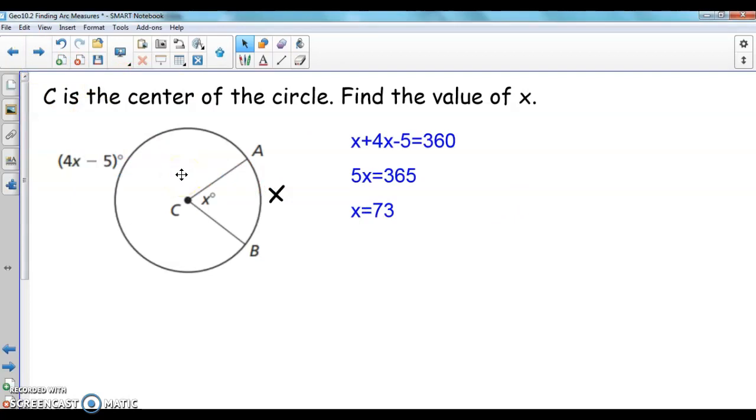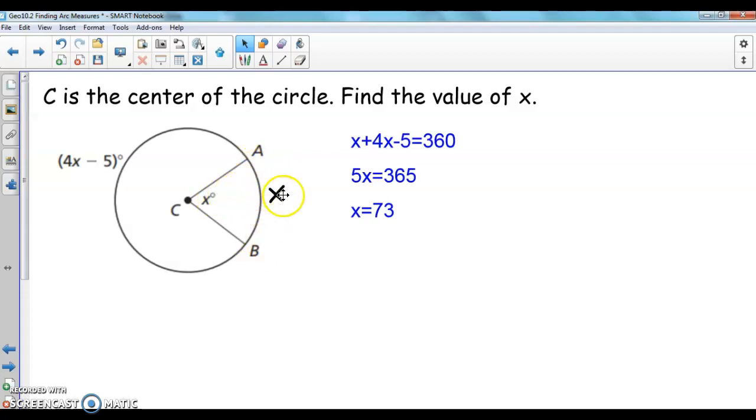More examples about central angles and arcs. In the following, C is the center of the circle and we need to find the value of x. So we have to set up an equation that shows the relationship between x and the other parts of the circle. In the given example, the central angle is x, and we know that the measure of a central angle is equal to the measure of its corresponding minor arc.